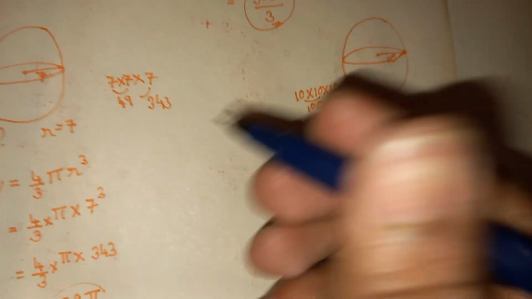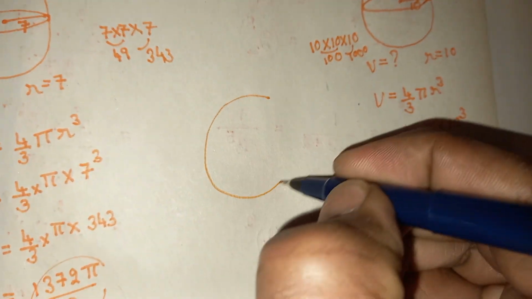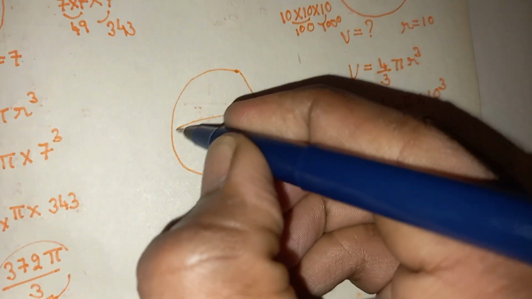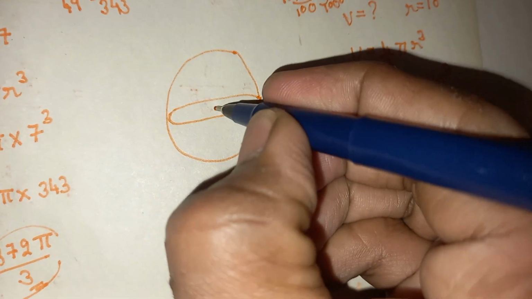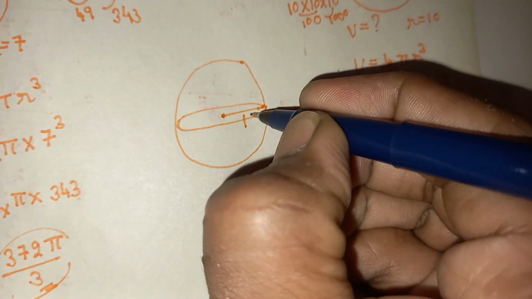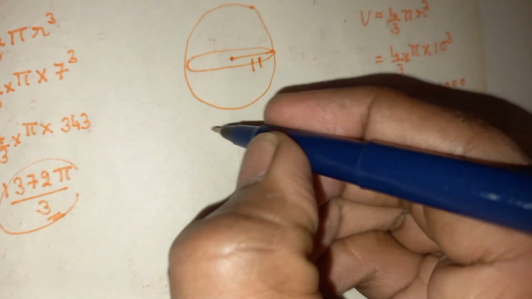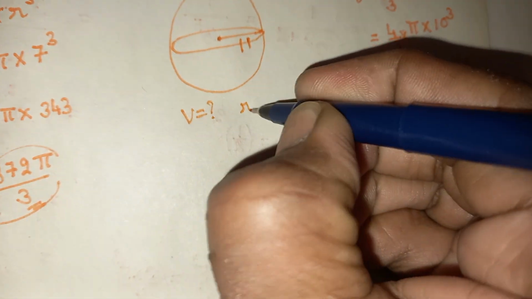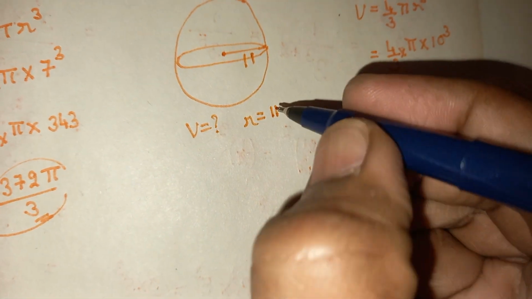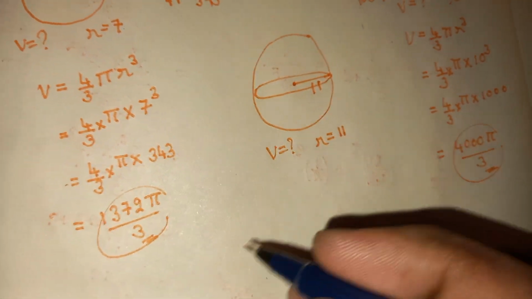I give one more problem. Do it and tell the answer in the comment section. Here in this sphere they have given the radius as 11 units. You need to find the volume. The radius is 11 units. Tell the answer in the comment section.